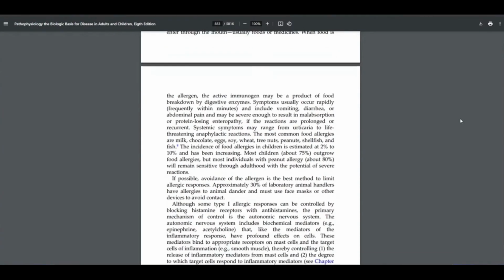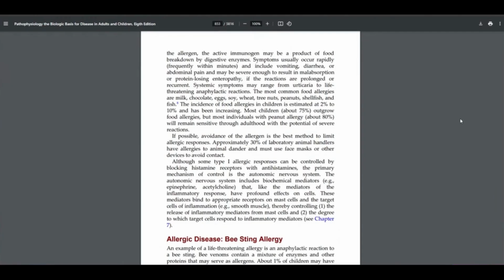When food is the allergen, the active immunogen may be a product of food breakdown by digestive enzymes. Symptoms usually occur rapidly, frequently within minutes, and they can include vomiting, diarrhea, abdominal pain, and may be severe enough to result in malabsorption or protein losing enteropathy if the reactions are prolonged or recurrent. Systemic symptoms may range from urticaria to life-threatening anaphylactic reactions.